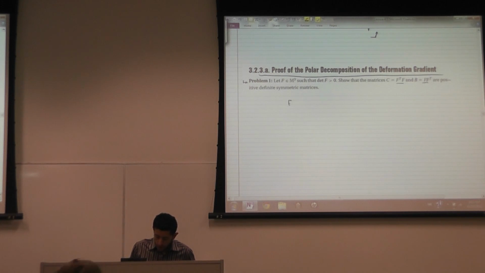Now F transpose F, the transpose, from the problems that we did in the previous assignment, will be equal to F transpose F. So F transpose F is symmetric. Now, is it positive definite? Well, let's see. Pick U in R3, U is not equal to 0. And let's see what happens when I multiply U by F transpose FU.